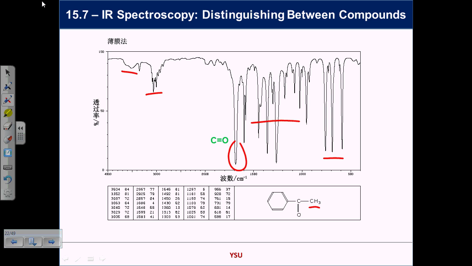And some typical sort of fingerprint region signals for an aromatic ring. We have a lot more to say about aromatic rings. We don't know much about them yet. There's a ton of stuff to come on those types of compounds.